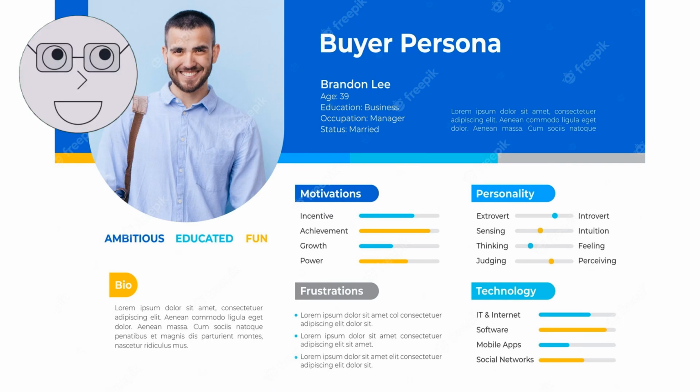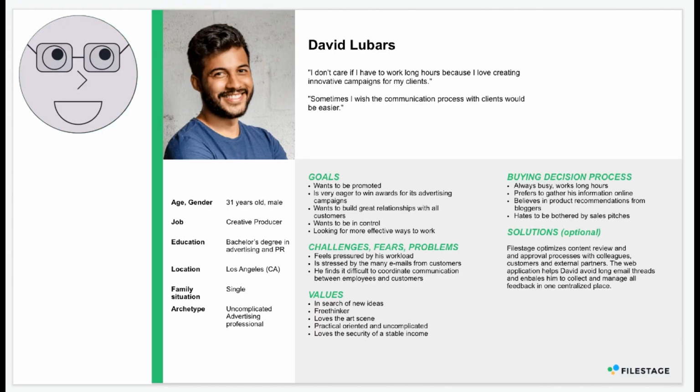Tip 4. Create buyer personas. A buyer persona is a fictional representation of your ideal customer. It includes information such as demographics, interests, and pain points. Creating buyer personas will help you understand your audience better and create targeted marketing campaigns that resonate with them.